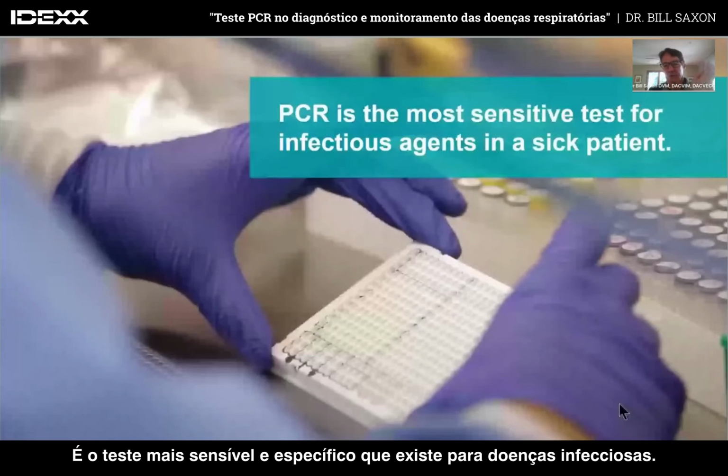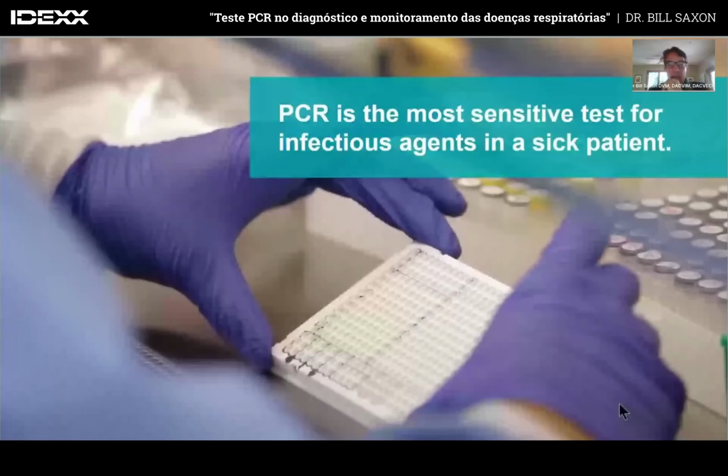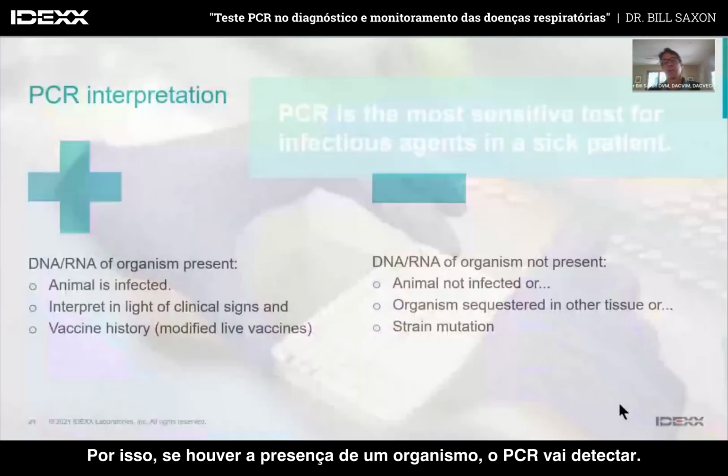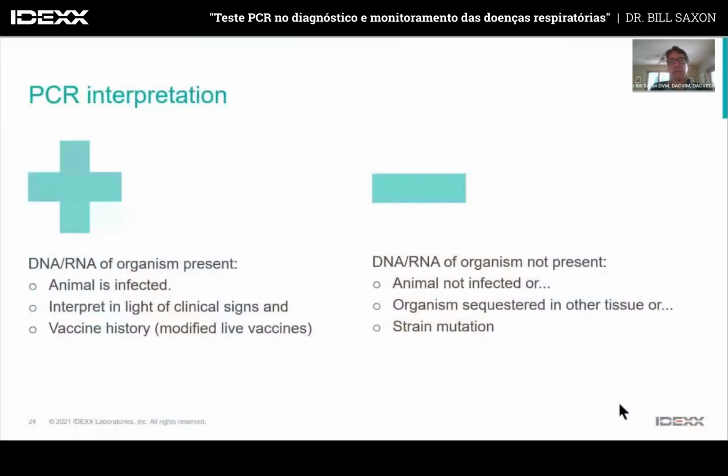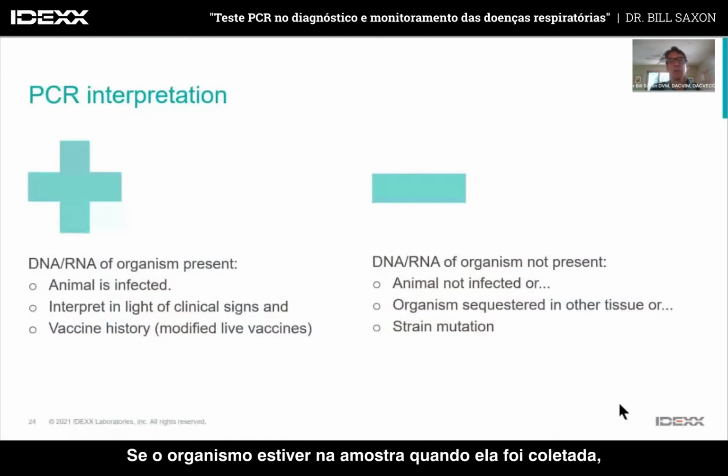So with PCR testing, backing up a little bit, sorry for the flipping around, it's the most sensitive and specific test we have for infectious disease, okay? And the way we interpret it is, if the organism is there, PCR is going to find it. If the organism is in the sample when you get the sample, the PCR test is going to find it. Then it's up to us as clinicians to determine what that means. Again, going back to, is it normal flora? Is it in low numbers? Do I have to keep looking, or do I direct my therapy toward this pathogen?